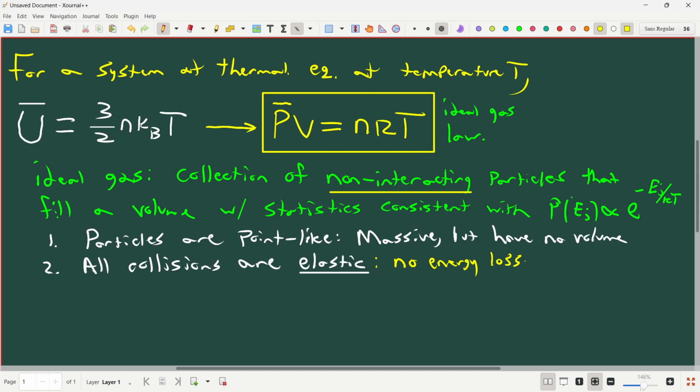Okay. And that's basically it. They're not interacting, they're point-like, and all their collisions are elastic. All right? Real gases are interacting, as we'll see. They have a volume, and their collisions are not elastic. Very much not elastic. Okay, but this is just an approximation. All right, so let's see how good that approximation is.